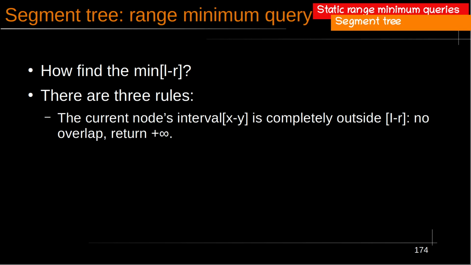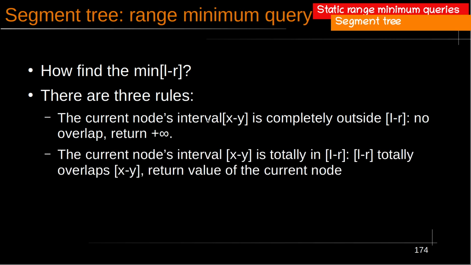If the current node's interval, let's call it xy, is completely outside the boundaries left and right, which means there is no overlap, in this case we return infinity because we are looking for the minimum. That's why we return infinity, the maximum value. We have to return the maximum value.